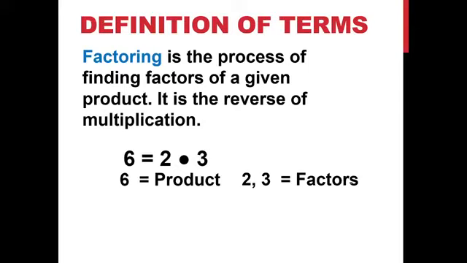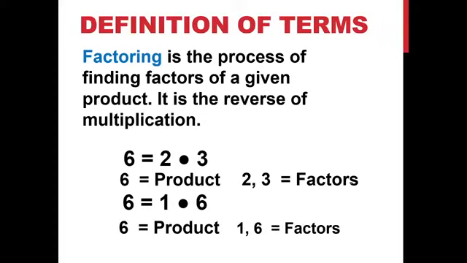It's also okay to have 6 times 1 or 1 times 6 for 6. So still the product is 6, but the factors are 1 and 6. So take note, factoring is the reverse of multiplication.